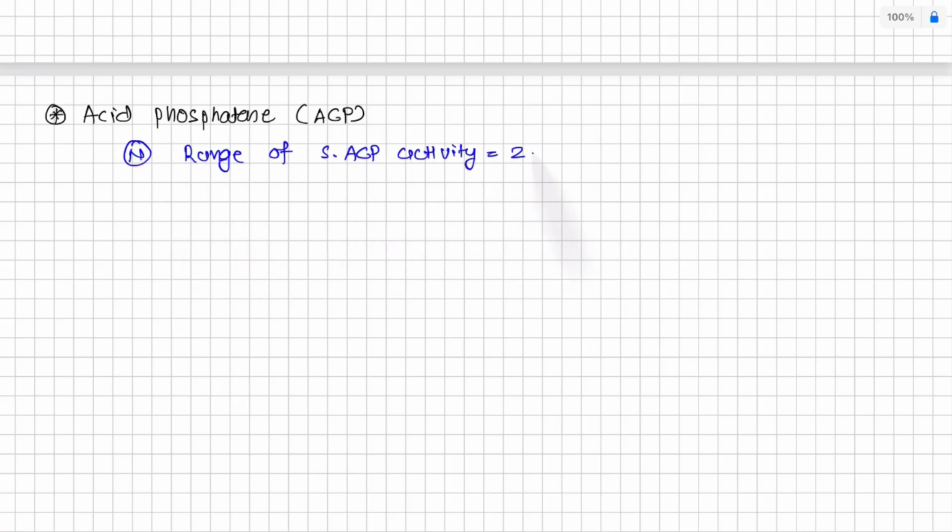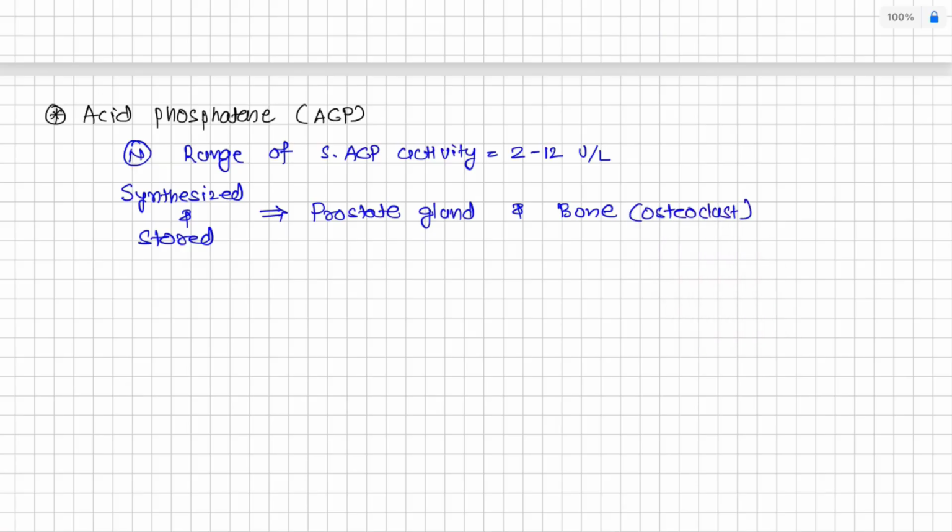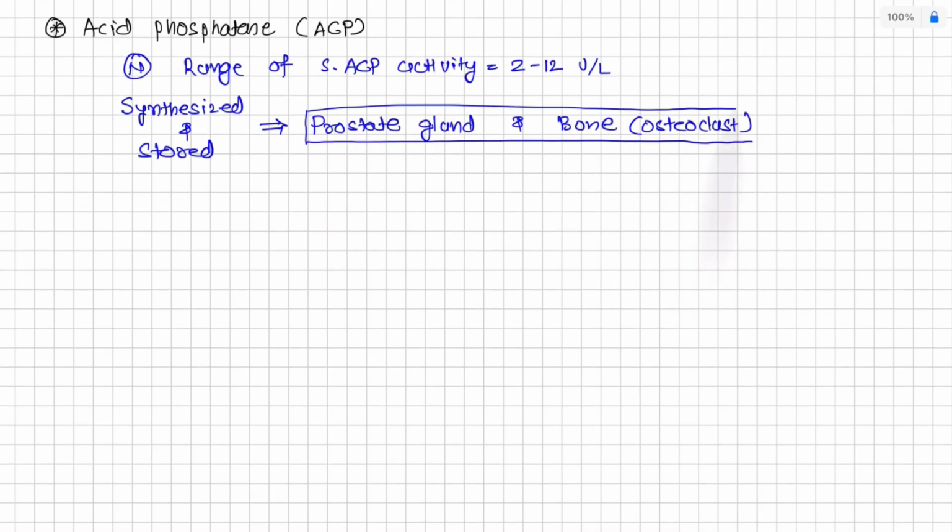Next, we discuss acid phosphatase, often abbreviated as ACP. The normal range of serum acid phosphatase activity is 2 to 12 units per liter. This enzyme is primarily synthesized and stored in the cells of two organs, the prostate gland and the bone. Remember, only osteoclast of the bone contains this enzyme. So, if any of this tissue is diseased or damaged, it leads to release of acid phosphatase from the cells to the serum, leading to increased serum acid phosphatase activity.